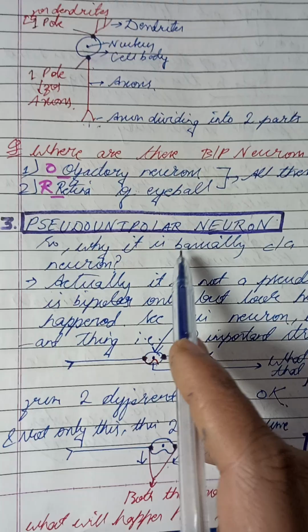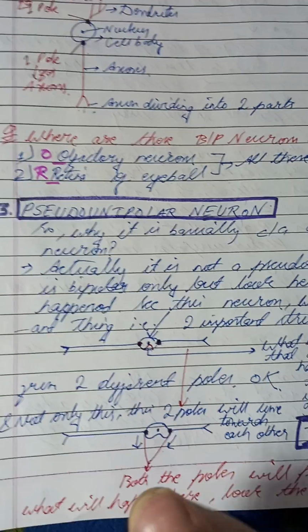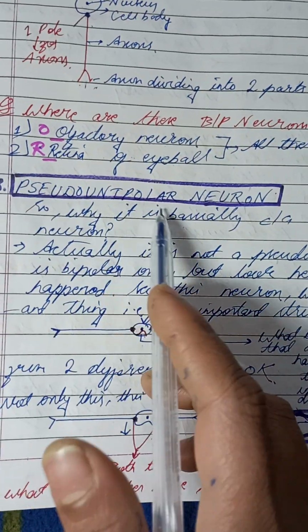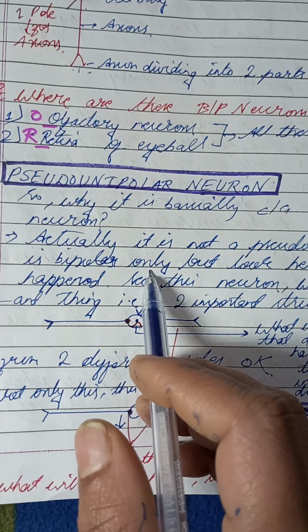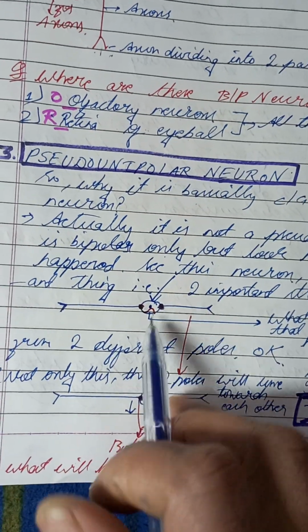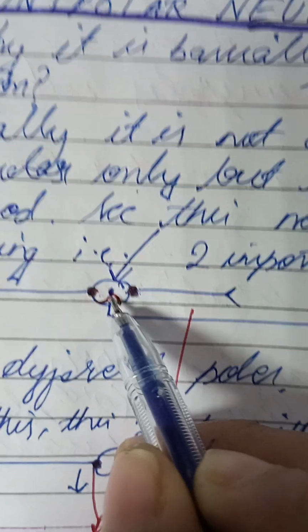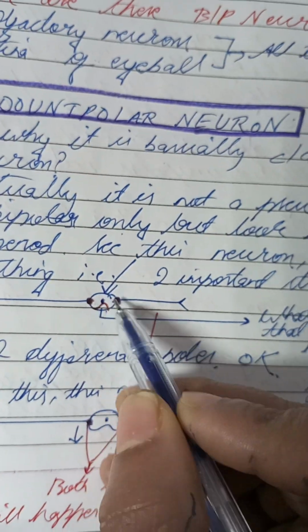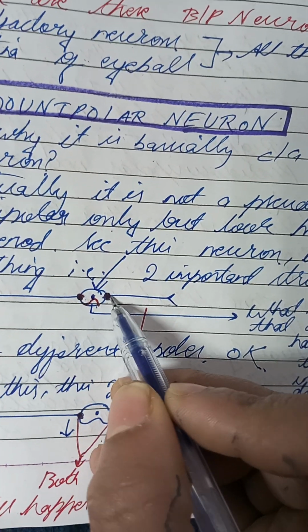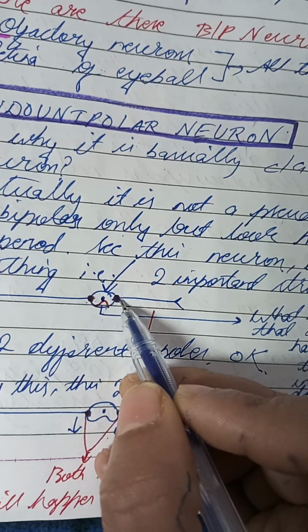Why it is basically called a pseudo-unipolar neuron is, actually it is not unipolar, it is a bipolar only. But look here what has happened. See, this is the nucleus and this is the cell body. And here is one pole, here is the second pole.